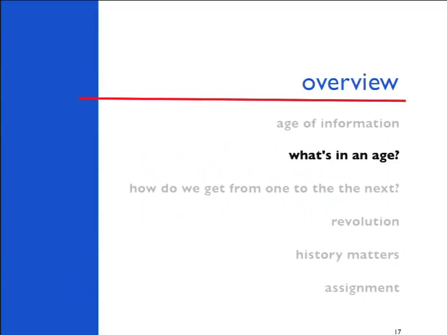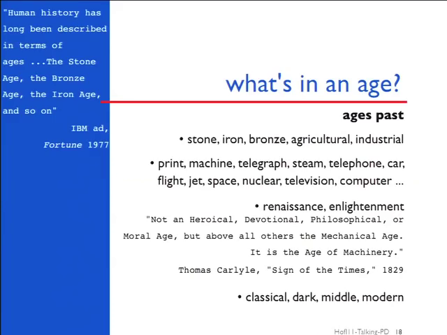The ad that we had, although you couldn't see it very well, from IBM, is a little bit of it in the top left-hand corner. Human history has long been described in terms of ages. So not always as an information age, but he does want to say we like to think that we can segment time in these different ways and say each age has a character. So there's been a Stone Age and a Bronze Age and an Iron Age and so on.